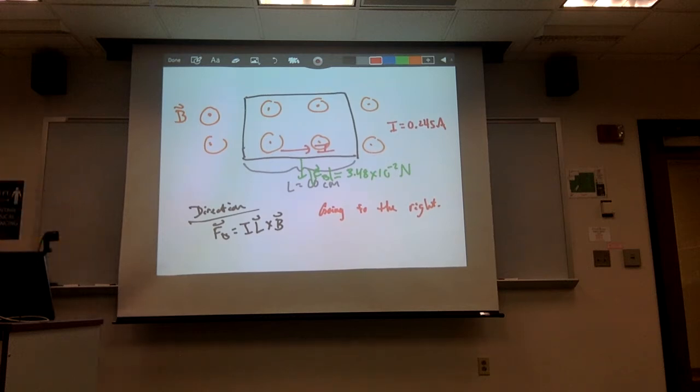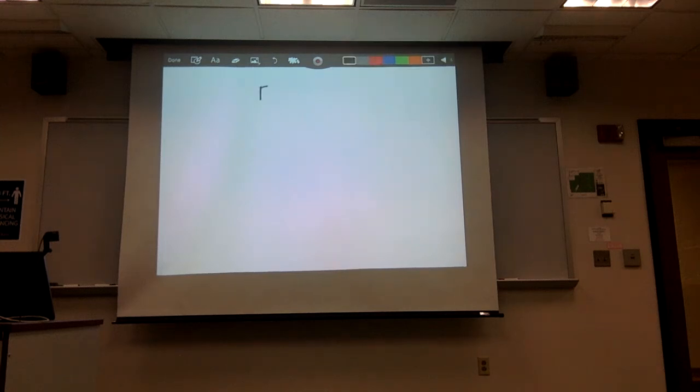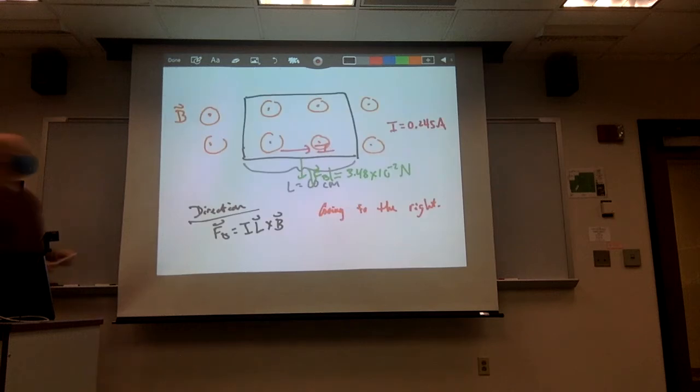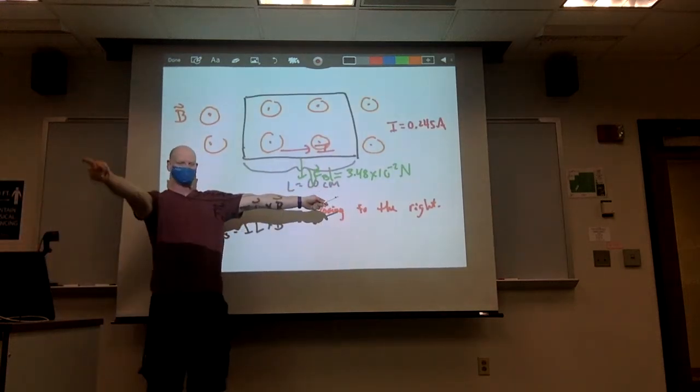From here, we can now figure out the magnitude of the magnetic field. So again, what do we know? We know that the magnitude of the force is equal to 3.48 times 10 to the minus 2 newtons, but that's also going to be equal to the current times the length times the magnetic field times the sine of the angle between the two. That's just our definition of the force. Now in this case, our current is moving that way, our magnetic field is moving that way. So what's the angle between these two vectors?